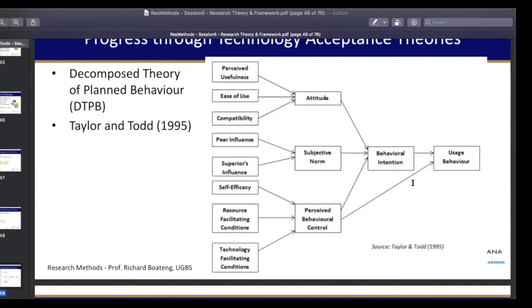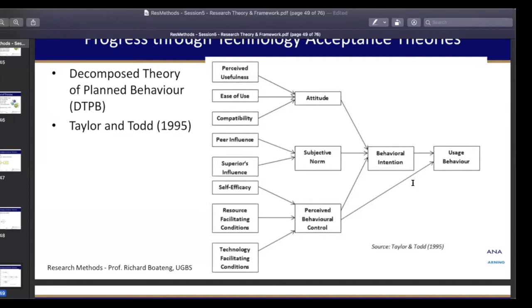Perceived usefulness and ease of use come from Davis' work. Remember Davis' work? Davis' work was on what? The technology acceptance model. So he went to attitude. Then compatibility comes from Rogers' work called diffusion of innovation. So he was picking from other people's work. Then he goes to subjective norm. Subjective norm, he defined as peer influence and superior influence. Superior influence can come from society, or from a measure of people in society that the person answering this questionnaire considers to be superior.